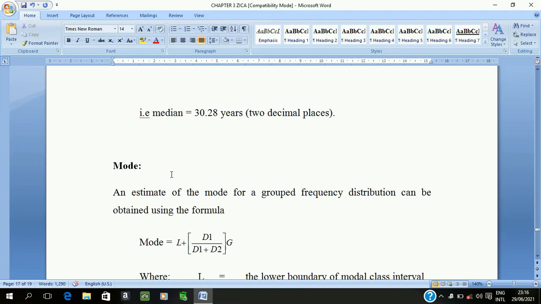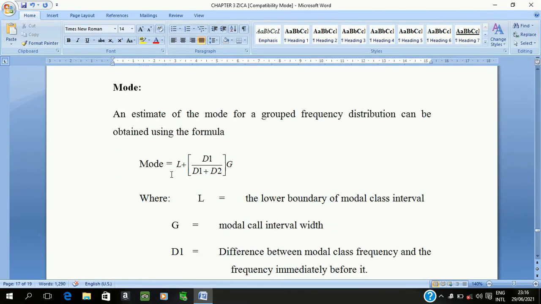Let's look at the mode. How do you calculate the mode? I've said one of the ways to calculate the mode is to use a graph, like we showed on the histogram, but the other way of getting the mode is by using the formula, and the formula is mode equals the lower boundary of the class plus open brackets D1 divided by D1 plus D2, multiplied by C. D1 is the difference between the modal class frequency and the frequency immediately before it. D2 is the difference between the modal class frequency and the frequency immediately after it.